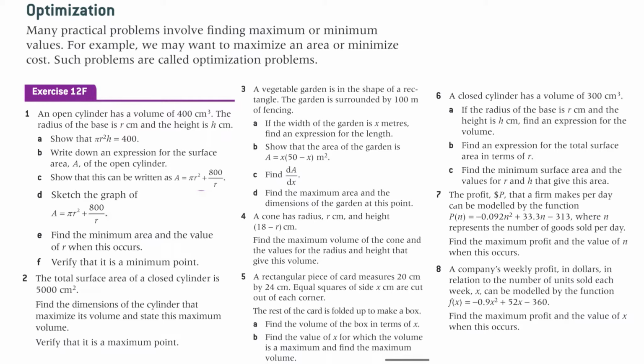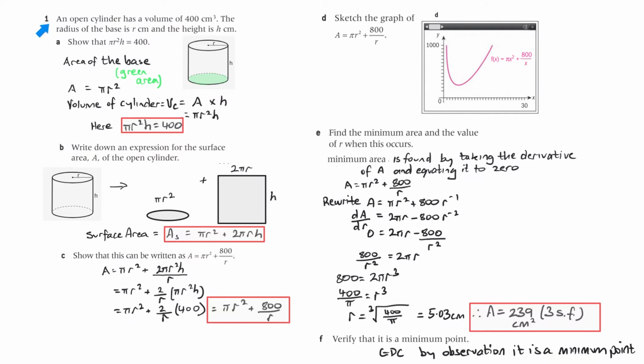Exercise 12F. This is from the Oxford Applications and Interpretation SL textbook. Question 1. An open cylinder has a volume of 400 centimetre cubed. The radius of the base is 5 centimetres and the height is 8 centimetres. A. Show that pi r squared h equals 400.